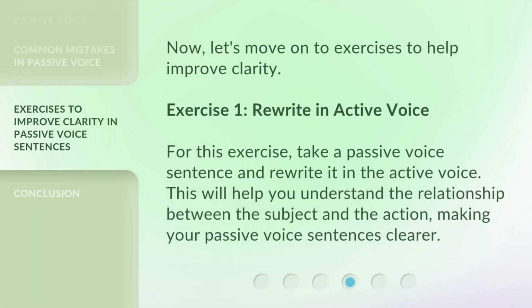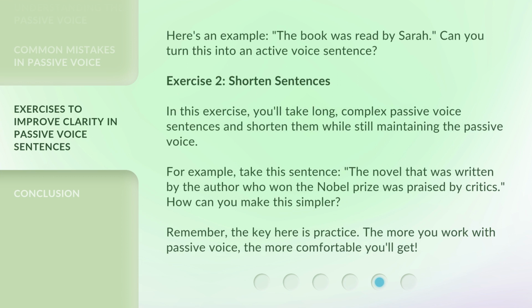Now, let's move on to exercises to help improve clarity. Exercise 1. Rewrite in active voice. For this exercise, take a passive voice sentence and rewrite it in the active voice. This will help you understand the relationship between the subject and the action, making your passive voice sentences clearer. Here's an example. "The book was read by Sarah." Can you turn this into an active voice sentence?